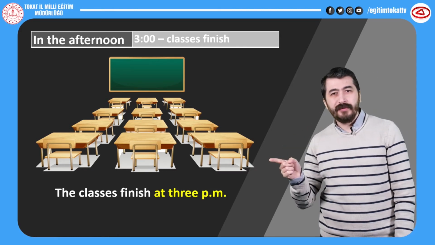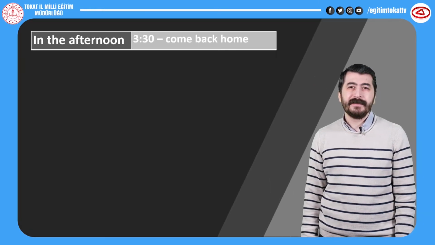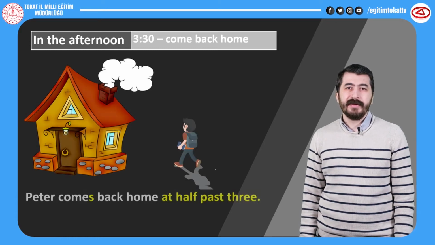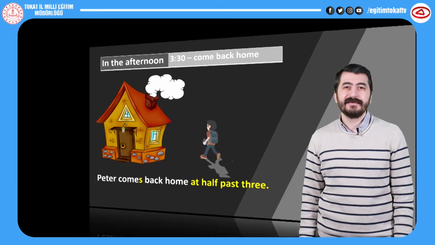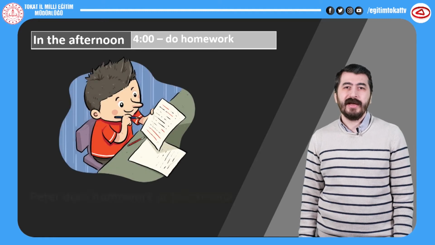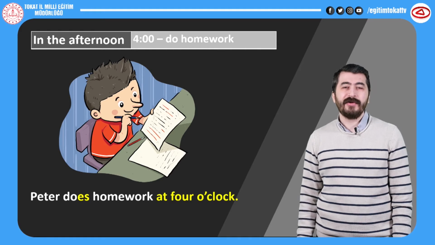Before noon, we use a.m. Don't forget. In the afternoon, okay, 3:30, come back home. Here, Peter comes back home at 3:30. 4 o'clock, do homework. Okay. Peter does homework at 4 o'clock.